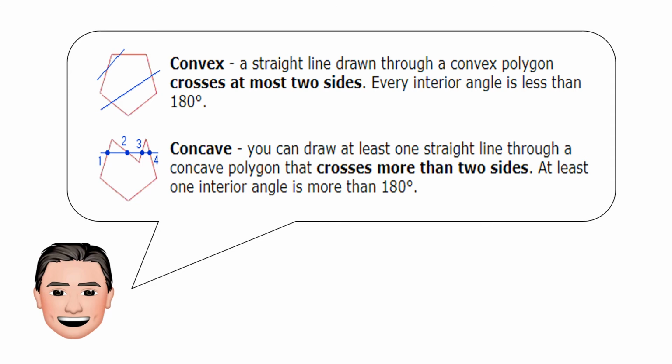Convex: a straight line drawn through a convex polygon crosses at most two sides. Every interior angle is less than 180 degrees. Concave: you can draw at least one straight line through a concave polygon that crosses more than two sides. At least one interior angle is more than 180 degrees.